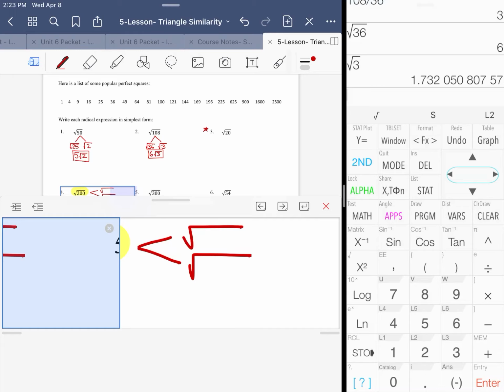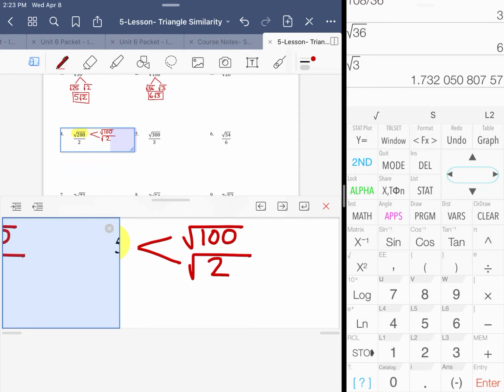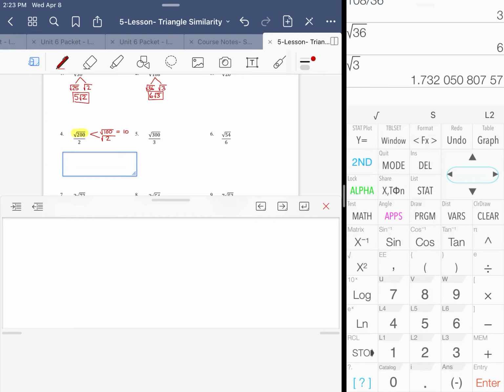Exactly, 100. Very good. So 100 times 2 is going to give me 200. So the square root of 100 times the square root of 2 is going to give me the square root of 200. Square root of 100 is 10. Square root of 2 I can't do anything with. So the numerator is going to become 10 times the square root of 2. The bottom is just a 2.